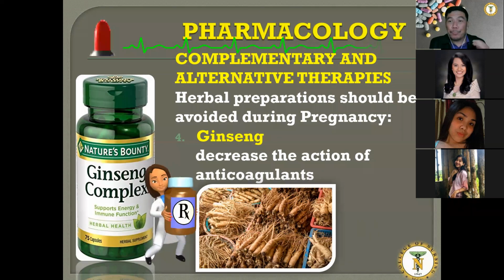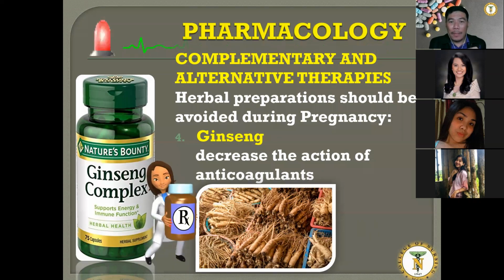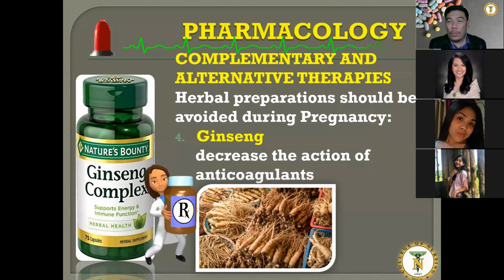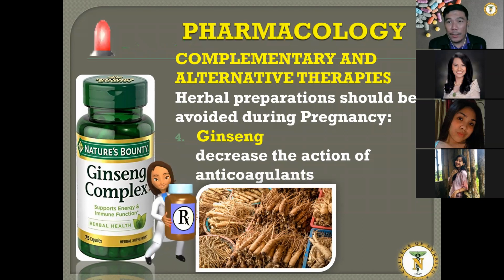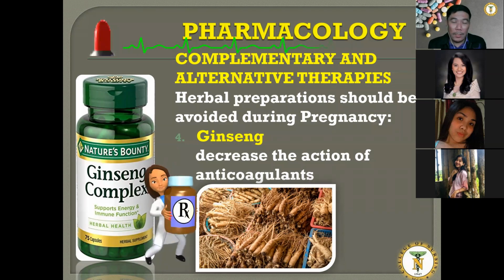For example, if the pregnant mother is having a problem with bleeding and is advised to take, or is presently taking, an anticoagulant, and at the same time, to boost her system, she's taking ginseng, it will not support the purpose of the anticoagulant. If it counteracts the anticoagulant, what's next? It will cause bleeding. So from herbal preparations number 1, 2, 3, and 4, what is common to all of them is that they will cause bleeding itself.